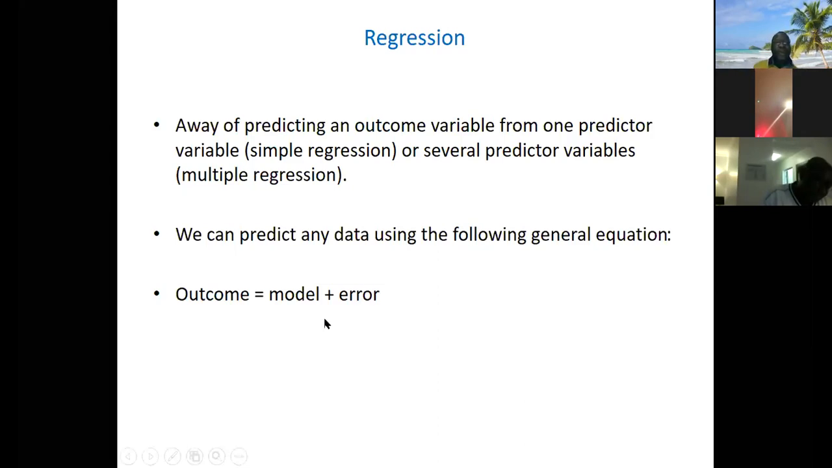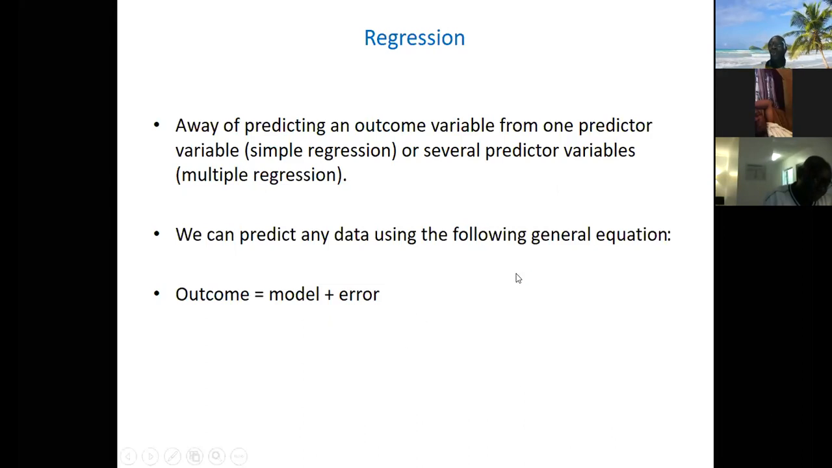So now, we say that we can predict any data using a general equation: outcome equals model plus error. You create a model with the exposure predictor. For you to predict the outcome from the predictor, you must create a model for the predictor, so that you use the predictor to create a model that will predict the outcome. Because we know that the model also will not always exactly predict everything about the outcome.